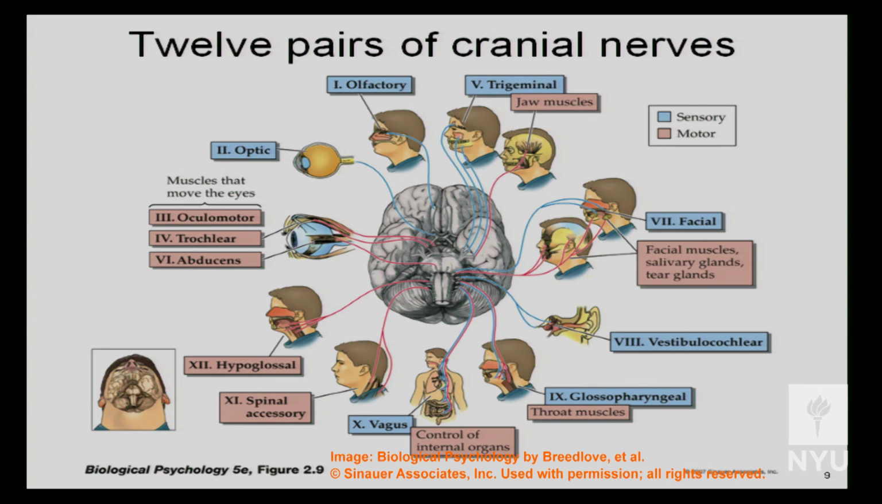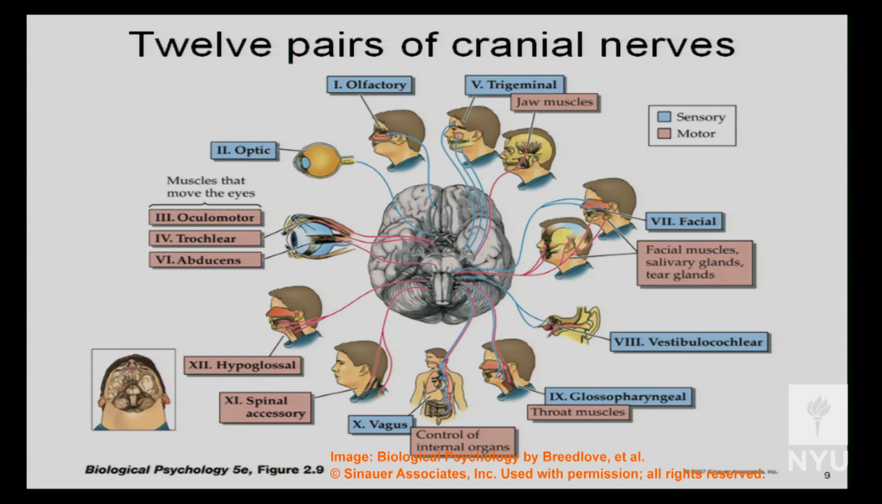Cranial nerve number 1, olfactory nerve. You can see this situated right here on the ventral part of the human brain, kind of right above your nose. And this brings in all olfactory information. It is a pure sensory nerve. Only sensory information from the olfactory sense comes in.